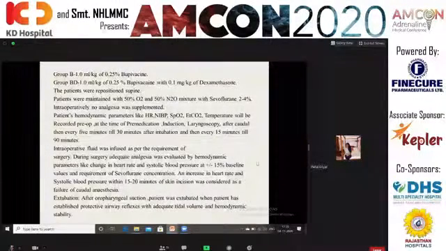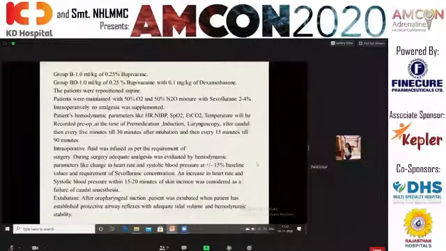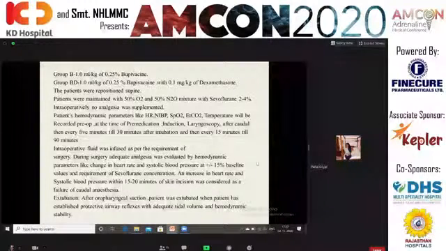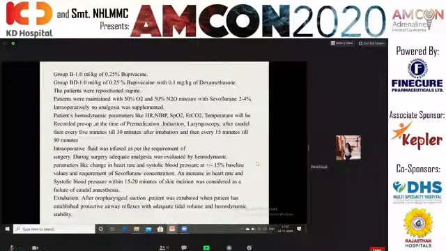These were recorded at the time of premedication, induction, laryngoscopy, after caudal, then every 5 minutes up to 30 minutes after intubation, then every 15 minutes up to 90 minutes. Intraoperative IV fluid was given according to the requirement of surgery. If there was an increase in heart rate and systolic blood pressure within 15-20 minutes of skin incision, it was considered a failure of caudal anesthesia. Extubation was done. Next slide.